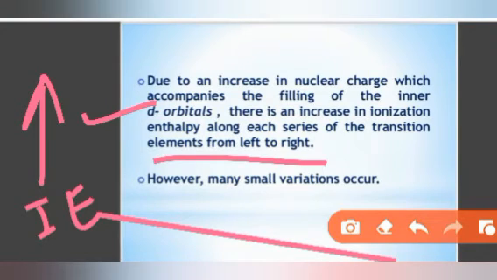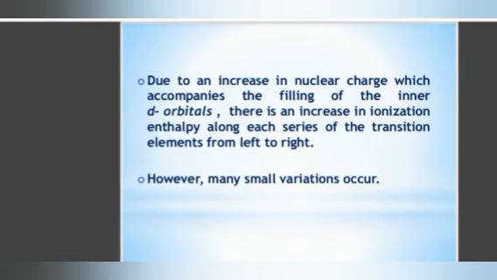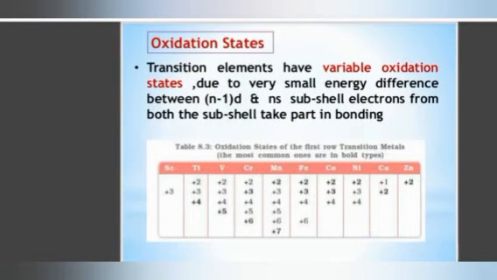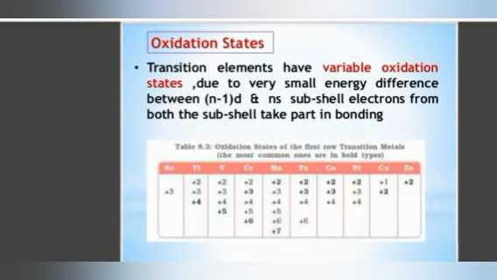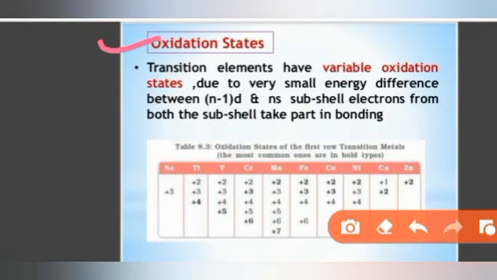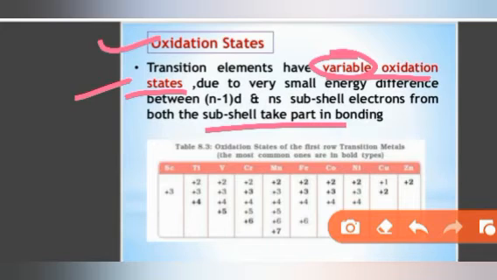However, many small variations occur. So after this, if we talk about oxidation state, it is the transition elements which have variable oxidation state. This is one of the important properties: variable oxidation state. Variable means a variety of oxidation states due to very small energy difference between the (n-1)d and ns subshells.